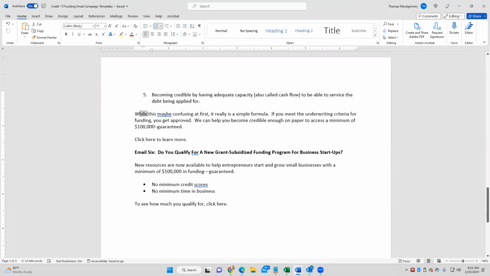We go on to say in this 5th email, while this may be confusing at first, it's really a simple formula. If you meet the underwriting criteria for funding, you get approved. We hope you become credible enough to access a minimum of $100,000.